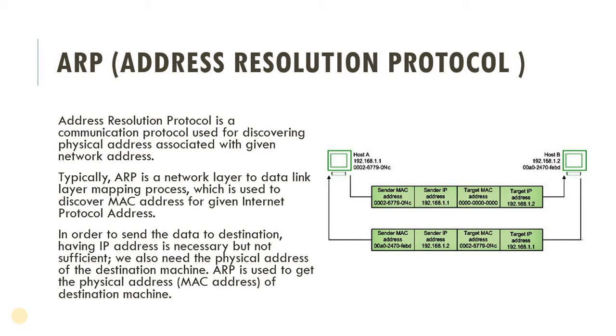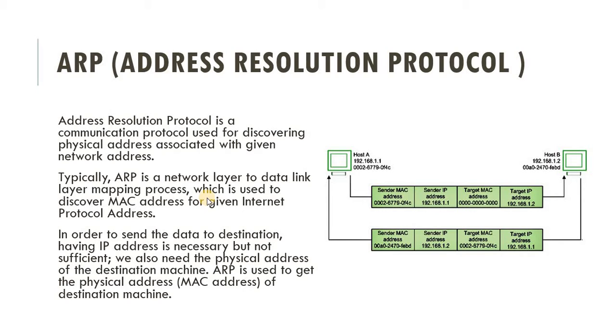In this lecture, we are going to learn about the address resolution protocol. So let's start. Address resolution protocol is a communication protocol used for discovering the physical address associated with a given network address. Suppose host A wants to communicate with host B over the network, then the main address used for communication is an IP address. But this is not sufficient. We have to use a physical address or the MAC address which identifies the machines. To discover the MAC address, the protocol used is the ARP protocol.